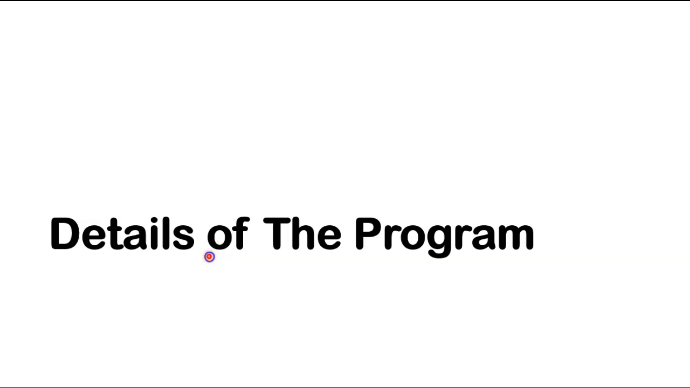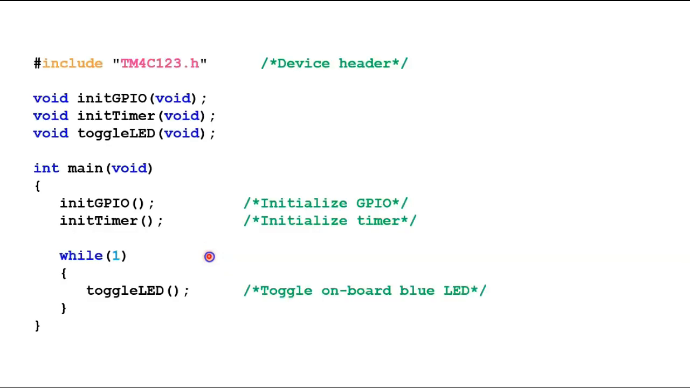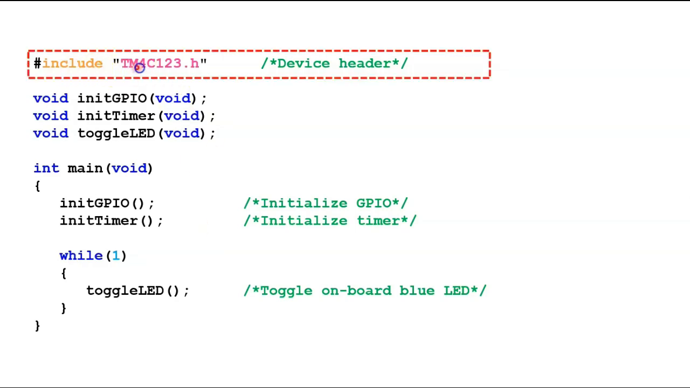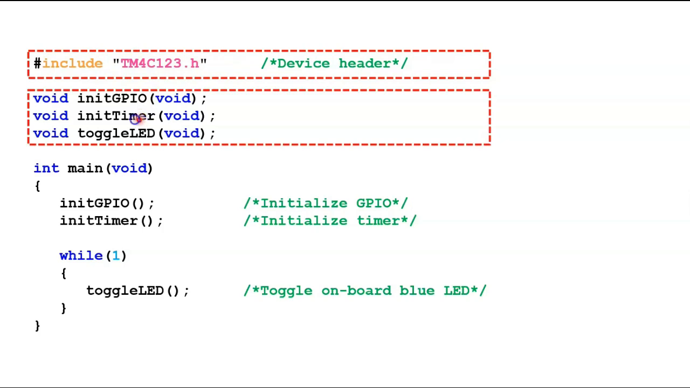Details of the program. Okay, so let's start from the top. So this is the header file. You need to use the include directive to include this header file. Then we declare the 3 functions that we'll be using in this program. The first function is init GPIO, then init timer, and then toggle LED. So we declare the 3 functions used here.